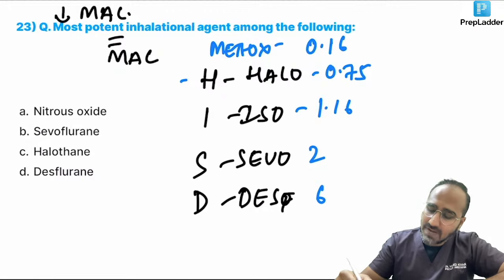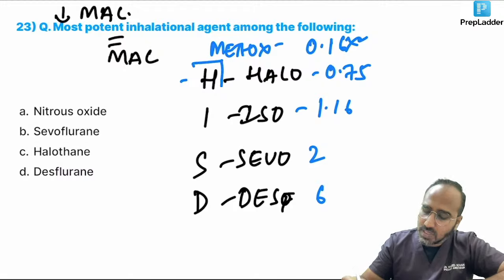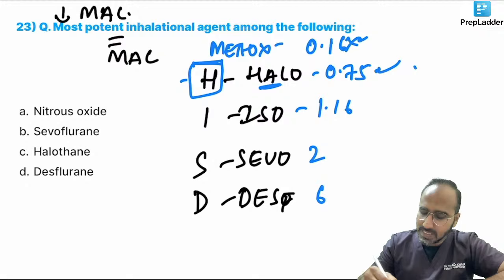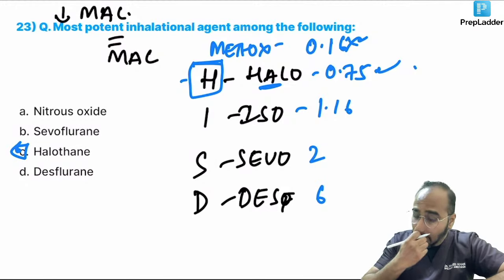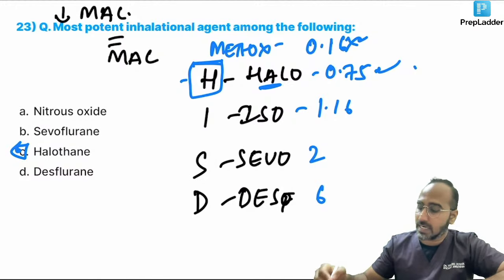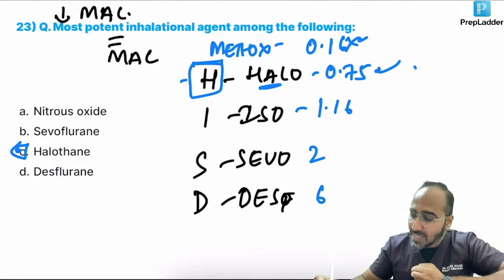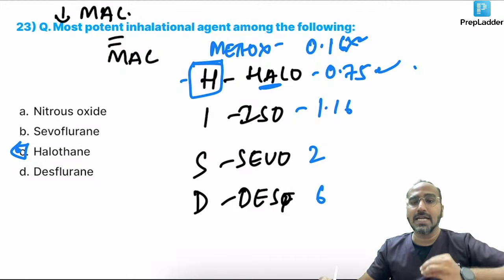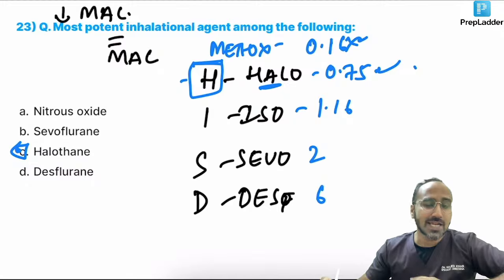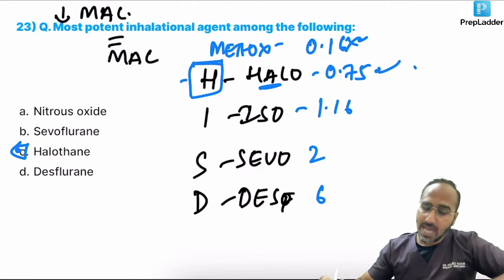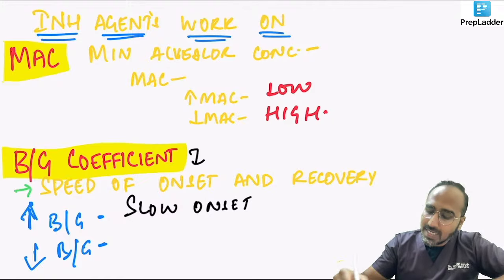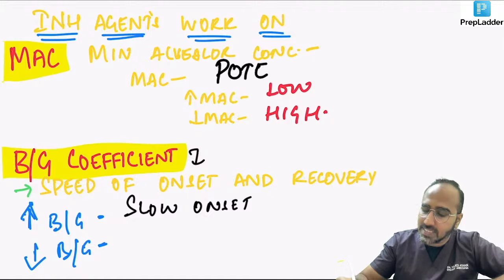So remember, which has the lowest MAC value? Methoxyflurane, but we are not using it. After that, the lowest MAC value is what, guys? Halothane. It is the most potent inhalational agent. If you remember in this order, you can never forget it. Now, with the order of HISD, you have to remember one more thing in inhalational agents. There is one more concept called blood gas coefficient. MAC indicates the potency of the inhalational agent. High MAC equals low potency, low MAC equals high potency.